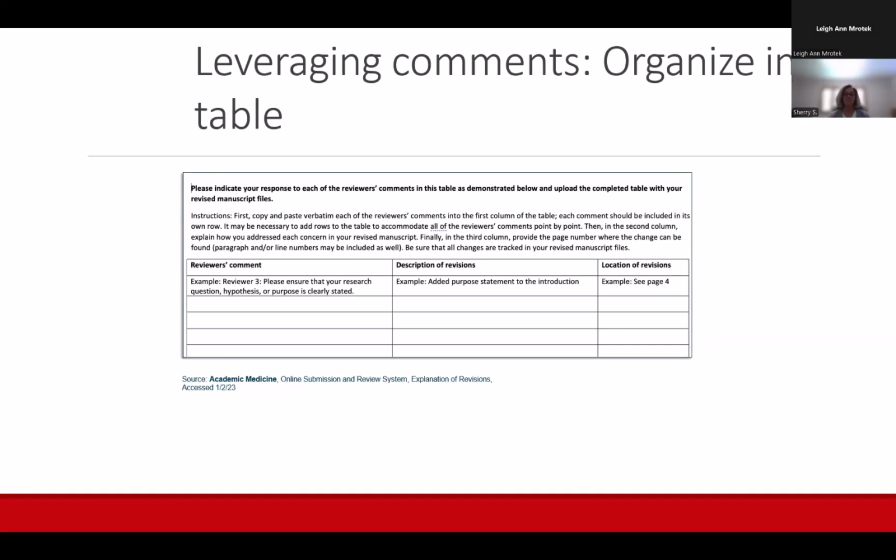And then as you can see, in this type of organization, you'd repeat the comment, you'd describe your revisions, and then you'd put the information about where to find those revisions. So again, you're just trying to make your AE's job really easy.